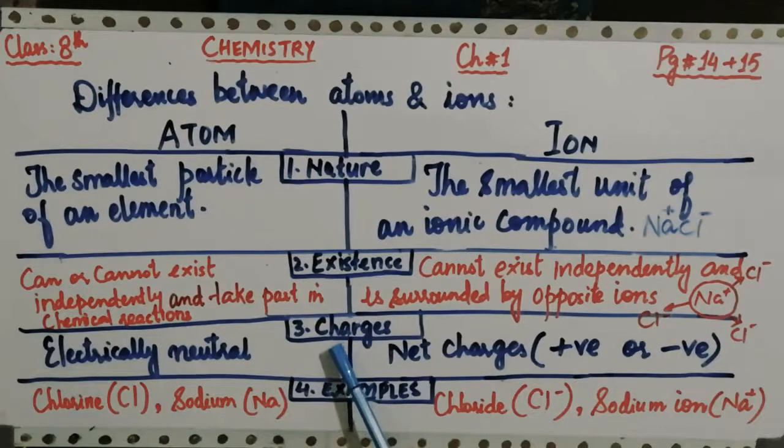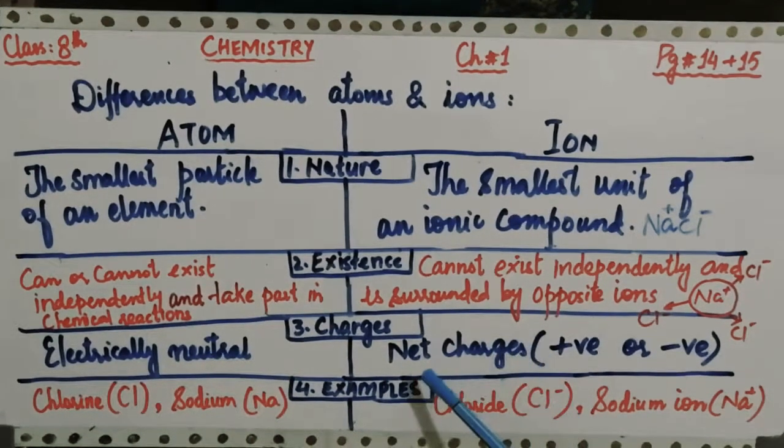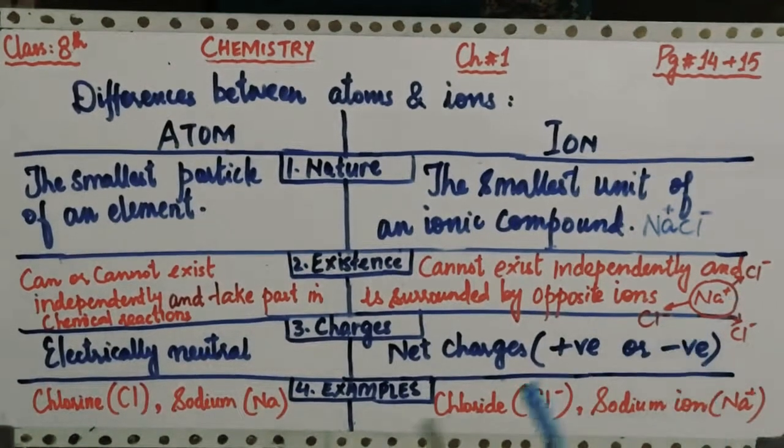Next heading, next difference is related to the charges, either positive or negative. In case of atoms, they are electrically neutral. What is the meaning of electrically neutral? Having no charge. इन पे पॉजिटिव और नेगेटिव कोई चार्ज नहीं होता। While on the other hand, ions have net charges either in the form of positive or negative charge. जैसा कि अभी हमने आपको बताया, सोडियम having positive and the chloride is having negative charge.